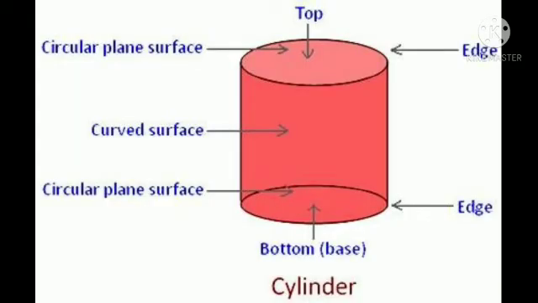So children, a cylinder is a 3D shape which contains the bottom and top as circular plane surfaces, and the middle portion is a curved surface. It has got 2 edges as you can see in the picture, and it does not have any corner or vertices. Fine, children?